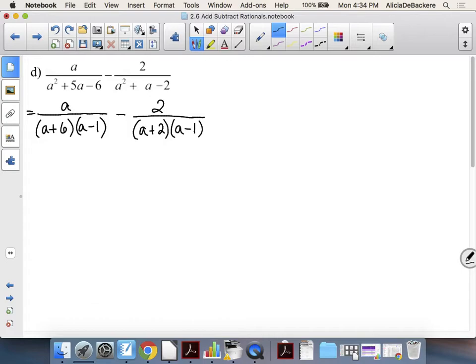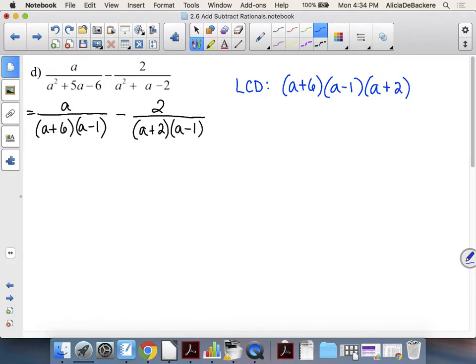Now when I'm looking at these factored expressions, I can find my lowest common denominator. To do that, looking at my first denominator, I see that my lowest common denominator needs a factor of a plus 6, and it also needs a factor of a minus 1. Looking at my second denominator, I see that my lowest common denominator needs a factor of a plus 2, and I don't have an a plus 2 factor yet. So I'm going to tack that on the end.